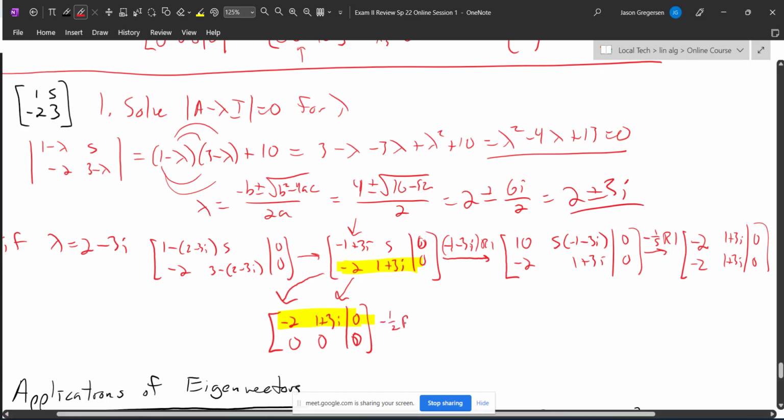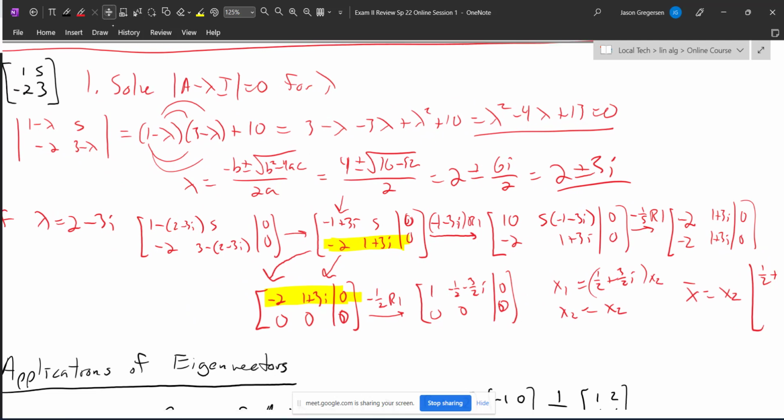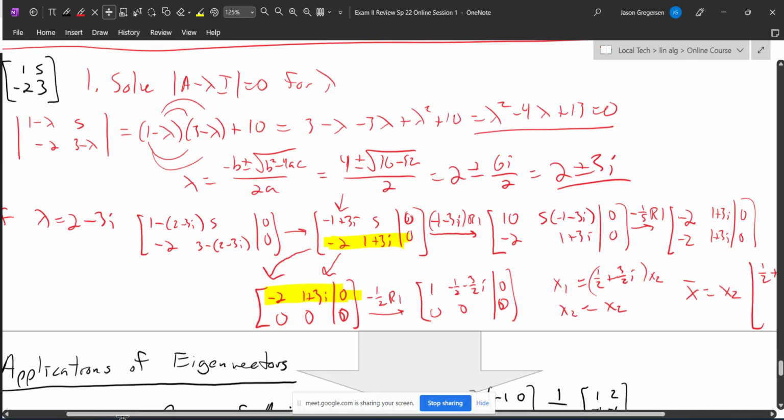Now from here, I'm just going to finish the row reduction like I would for any other problem. I'll take negative 1/2 times row 1. I'll get 1, minus 1/2 minus 3/2 i, augmented with 0. I'll write out the equation associated with that row. x1, I'll subtract that to the other side to get positive 1/2 plus 3/2 i all times x2, and x2 will be my free variable. In parametric vector form, I would have x2 times the vector 1/2 plus 3/2 i and 1. And that would be a perfectly good eigenvector. Give myself a little more room here.